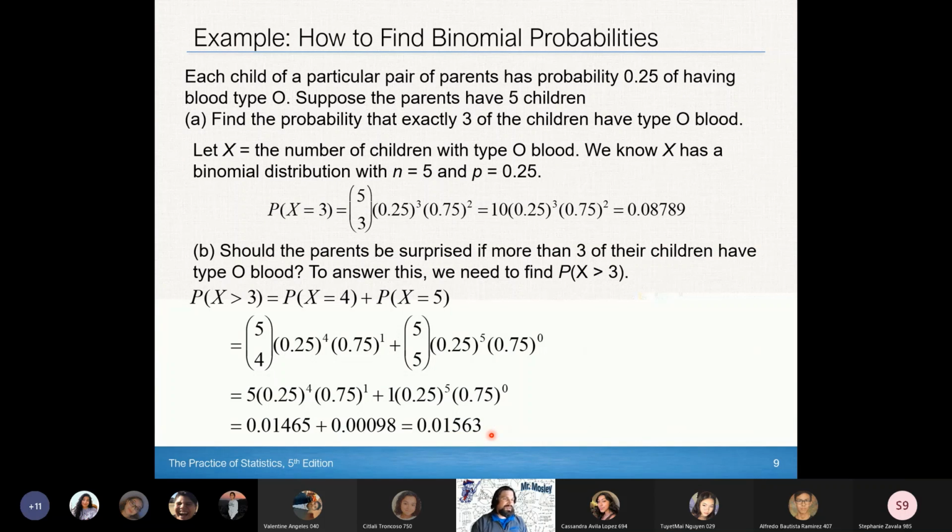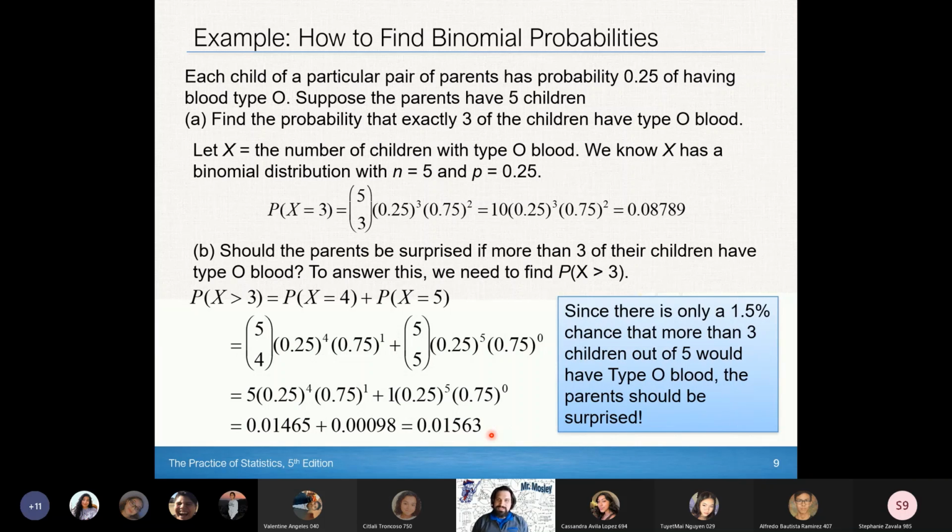So the probability of having more than 3 children that have type O out of 5 is about 1.5%, pretty darn low. Right, since there is only a 1.5% chance that more than 3 children out of 5 would have blood type O, the parents should be surprised, right? The odds are not in their favor on that one, but doesn't mean it can't happen. It doesn't have probability 0.